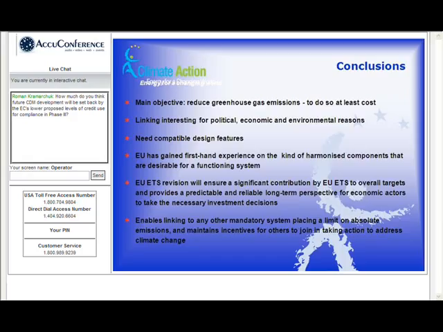And we have now, in the last month or so, set out a much longer-term perspective in terms of how we expect companies to be contributing to addressing climate change. And a key part of this proposal is enabling us to link our system up to any other mandatory system capping absolute emissions in the world.